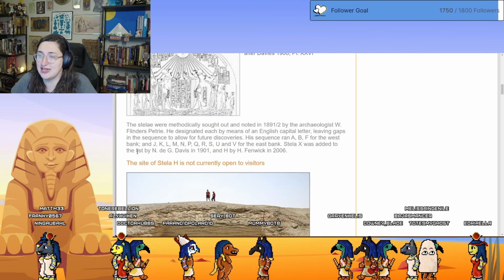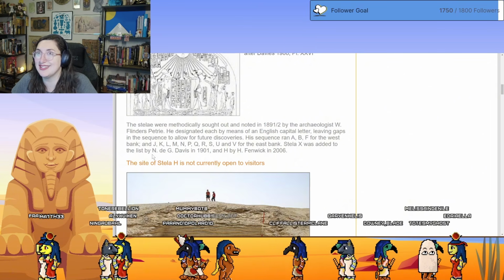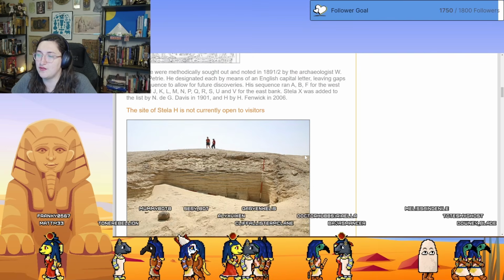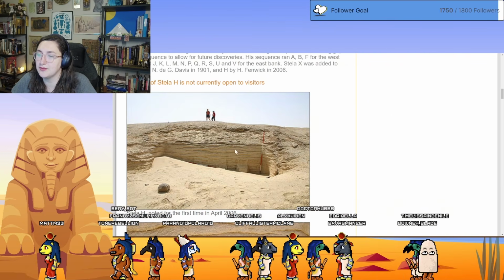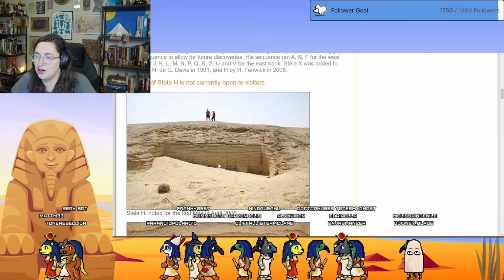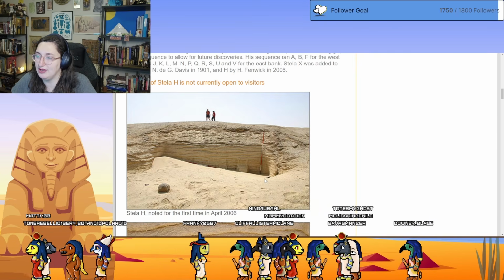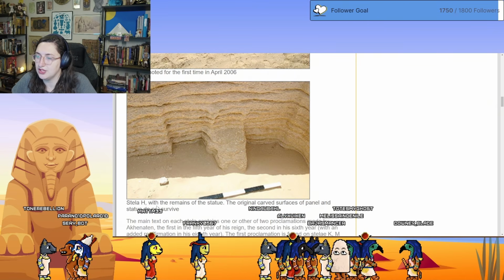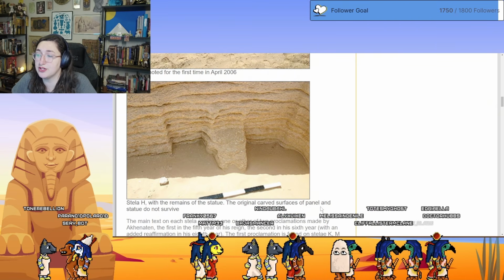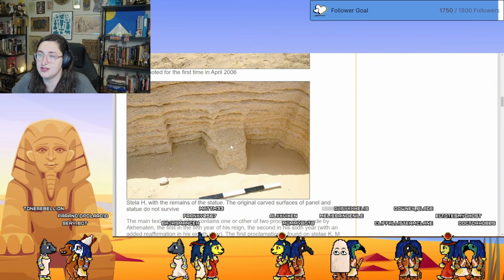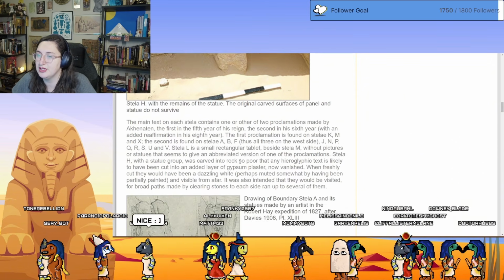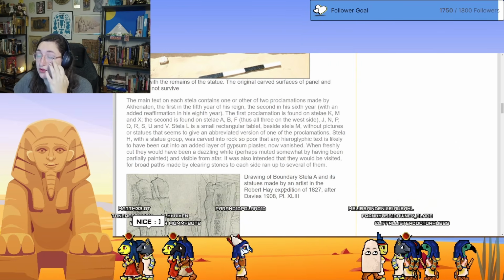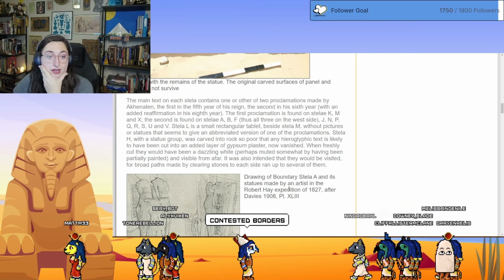Stela X was added to the list by Norman Davies in 1901, and H was added by H. Fenwick in 2006, which you can see here. So obviously this one was kind of protected essentially by the sand. So it says Stela H with the remains of the statue, the original carved surface of panel and statue do not survive. So some of it did not survive, but that's crazy though. 2006, that's so recent in comparison.